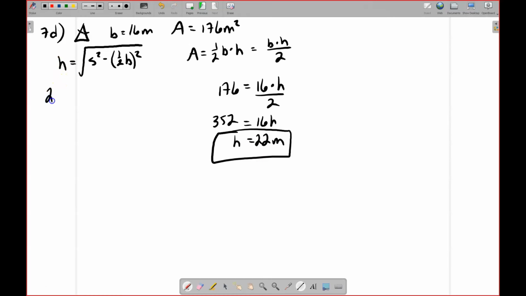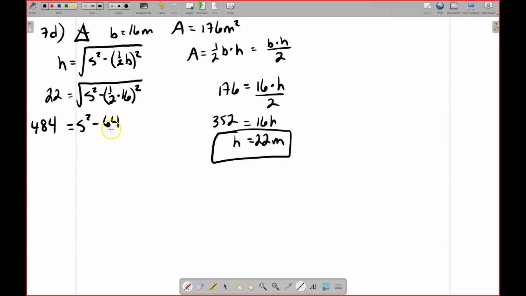So I've got 22 is equal to the square root of s squared minus 1/2 the base, and the base is 16, and that's squared. Following the process, I'm going to square both sides to get rid of the square root symbol. 484 is equal to s squared minus... now 1/2 times 16 is 8, and 8 squared is 64. So I've got s squared minus 64.